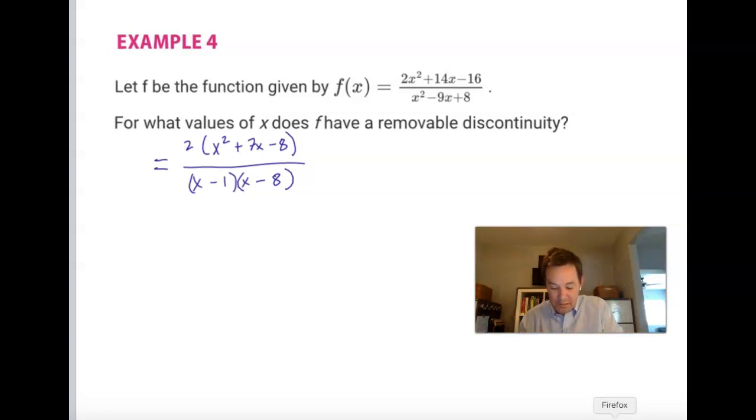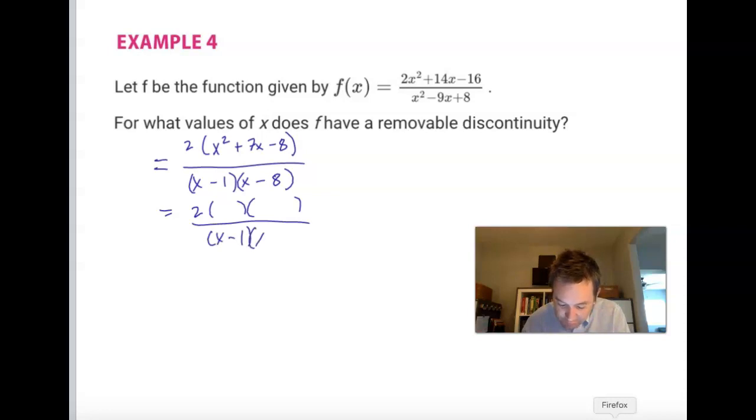Okay, and same idea for the numerator. We now have a quadratic up there that we should be able to factor into two common factors. What multiplies to -8 and adds to +7, that would be +8 and -1. So we note that we have a common factor of x minus 1. So set that equal to 0. And at x equals 1, we have a removable discontinuity.